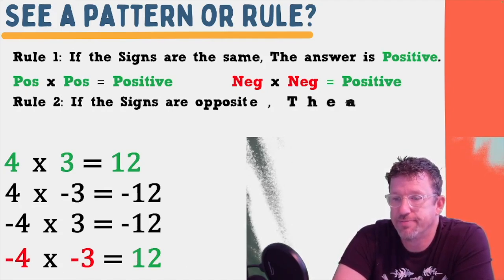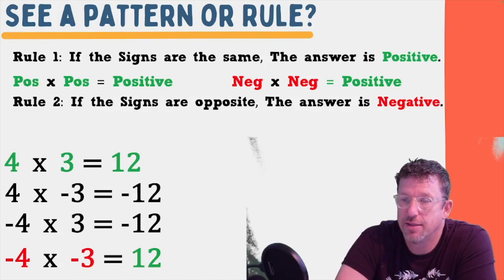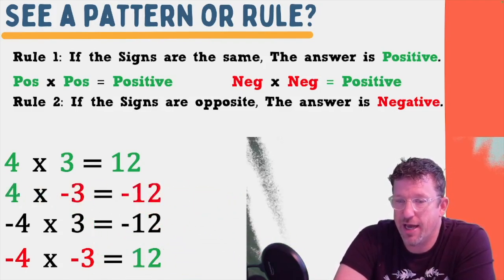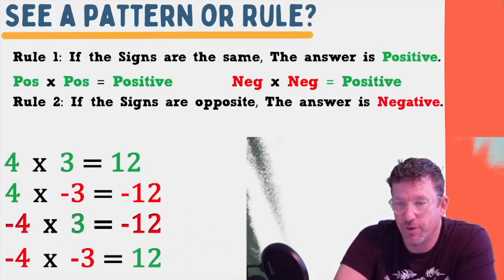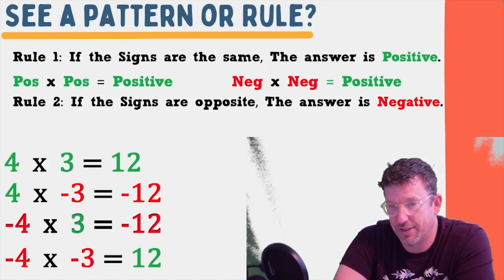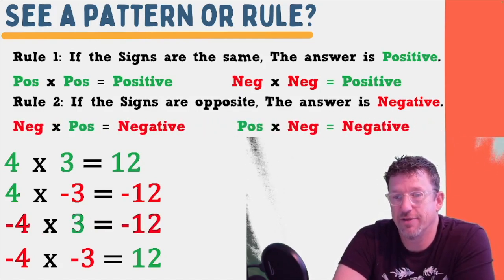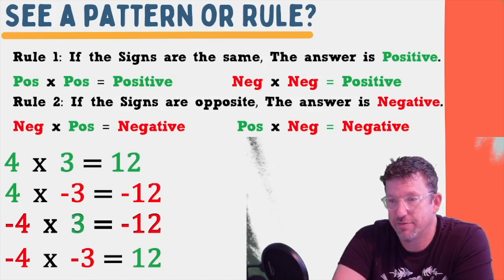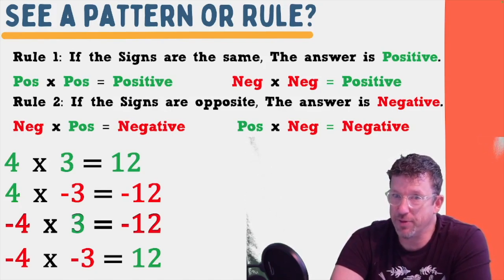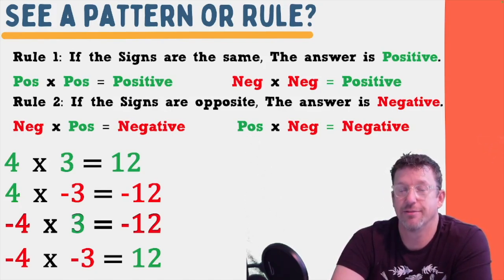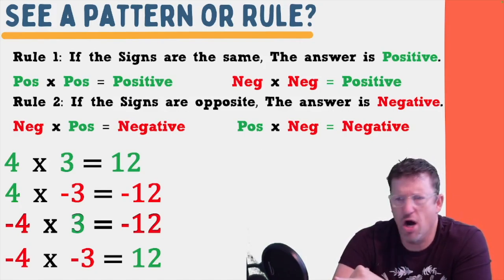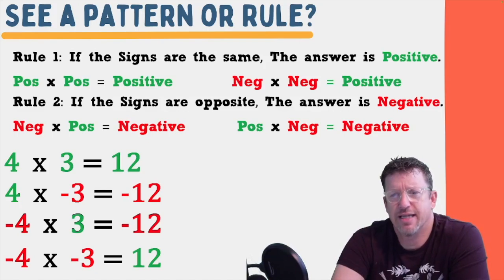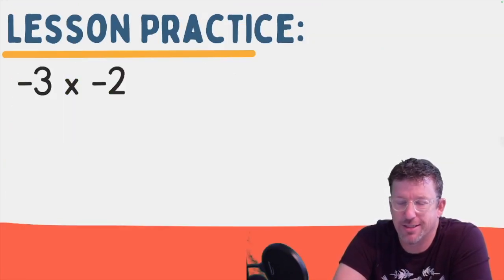Rule number 2, if the signs are opposite, the answer is negative. So here we have a positive and a negative. So +4 times -3 gives us a negative answer. And here we have -4 times a +3 gives us a negative answer. Because a negative times a positive is a negative, and a positive times a negative is a negative. So pretty simple if you just remember this. Rule 1, signs are the same, stay positive. Signs are different, oh man, it's negative town. Signs are different, negative.